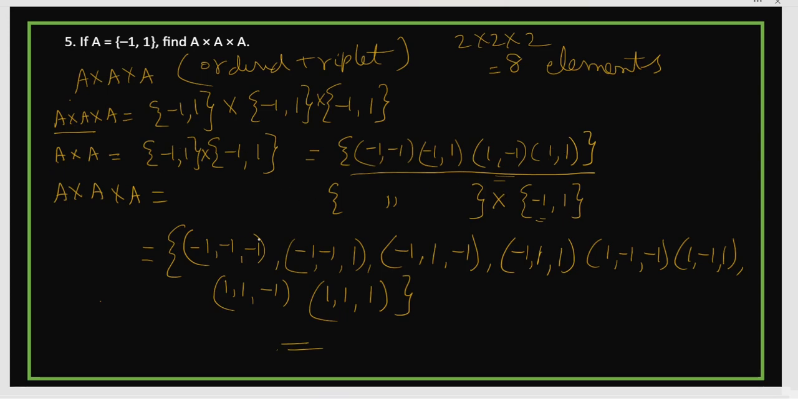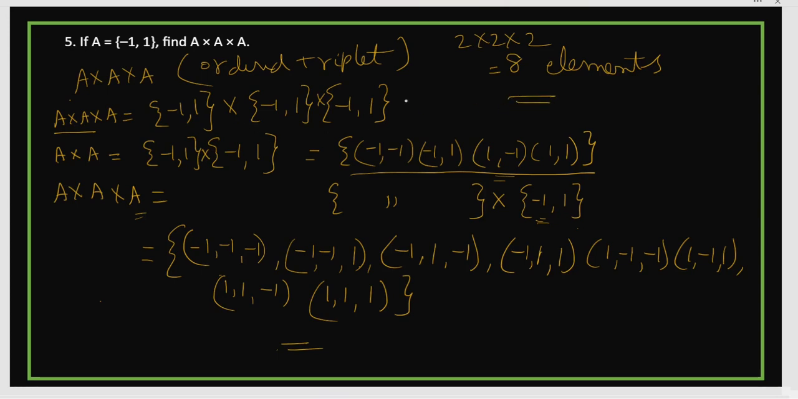Now we multiply this again with the third A. The third A is again minus 1, comma 1. So the first element will pair with each of these two elements. Minus 1 pairs with minus 1 first, then minus 1 pairs with the second one, 1. Okay, you got it? Then the second one, minus 1, 1 pairs with minus 1, and minus 1, 1 pairs with 1. Similarly you write all the elements.